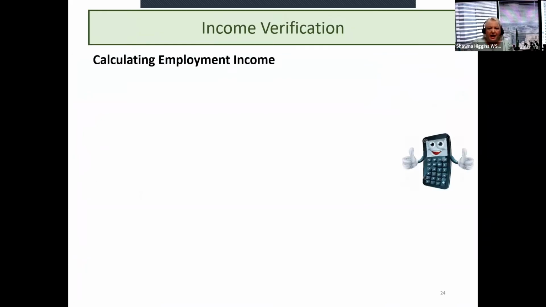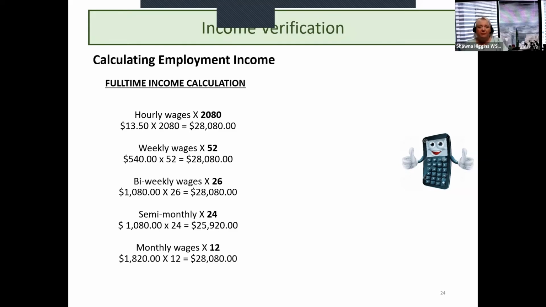We're going to talk about how to calculate the employment income. All right, so for full-time income calculation, full-time hours is usually 2,080 hours in a year. So you're going to take their hourly wage times 2,080. For instance, this person makes $13.50 an hour times 2,080 equals 28,080.